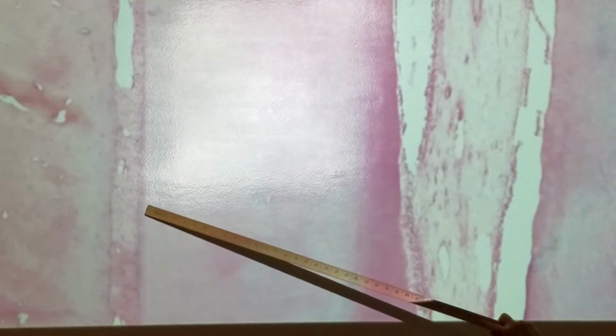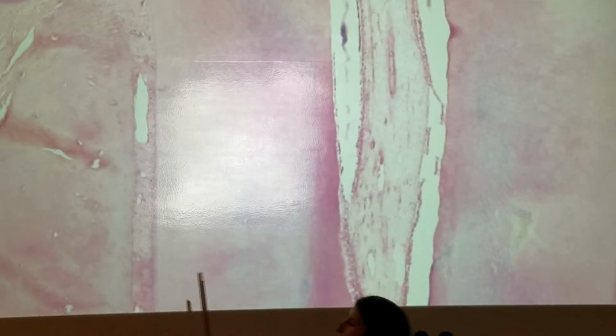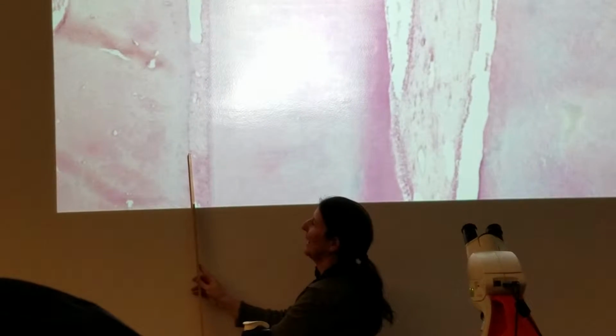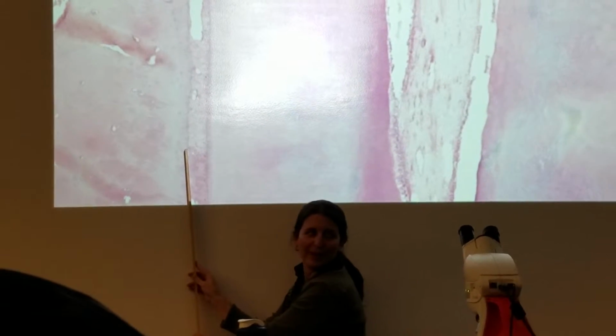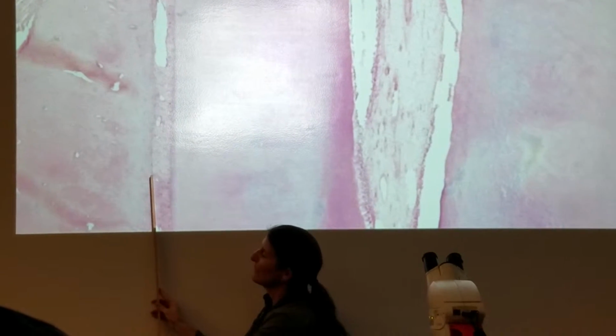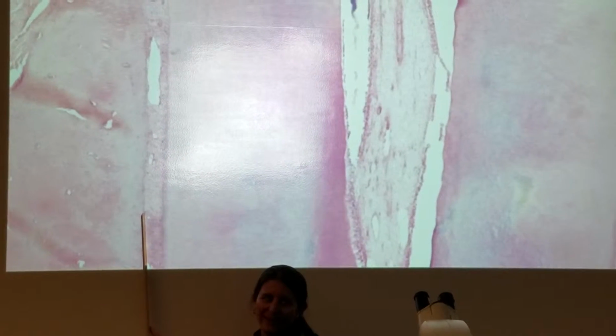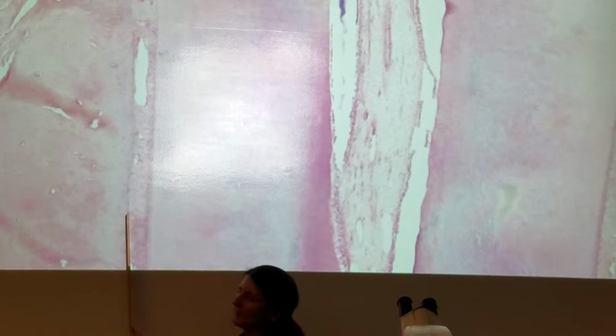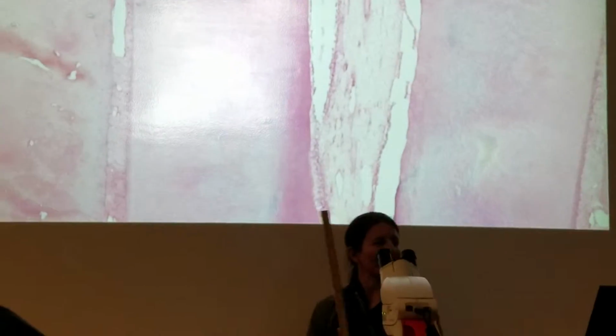Side to side. And then this edge right here, cementum. So it can have a pointer that's right here, and it can ask what's to the left of the pointer, and you'd have to choose. Alveolar bone. To the right of the pointer, periodontal ligament. So you can have those little choices there.